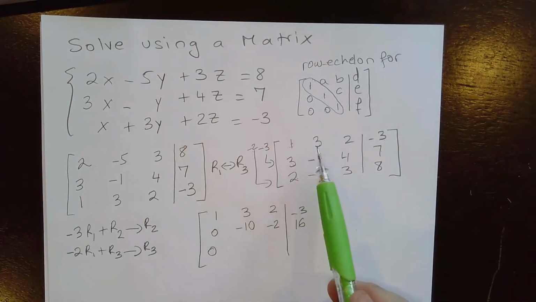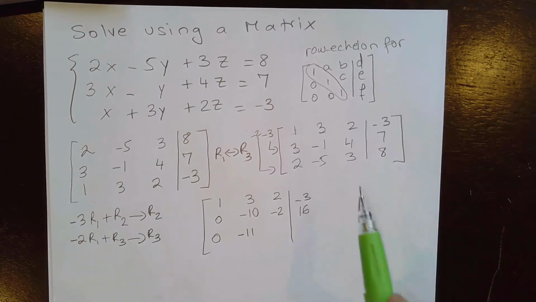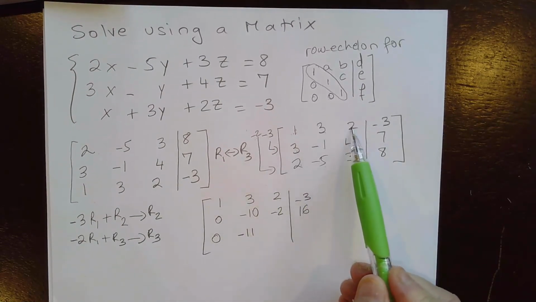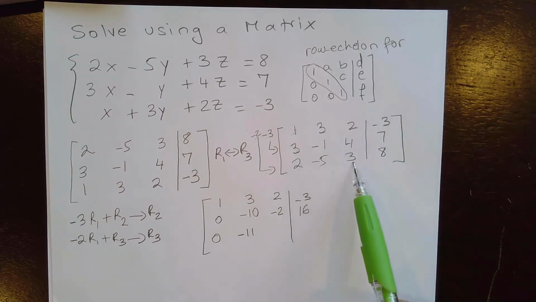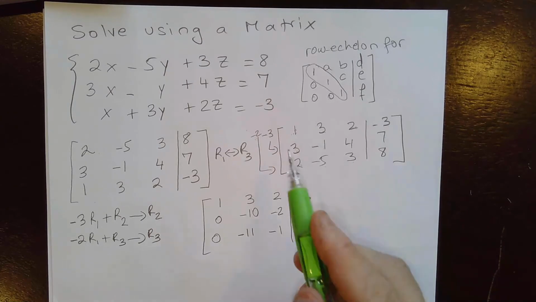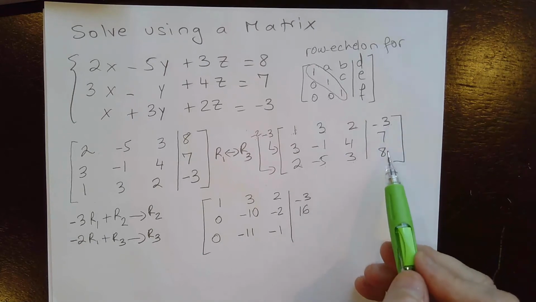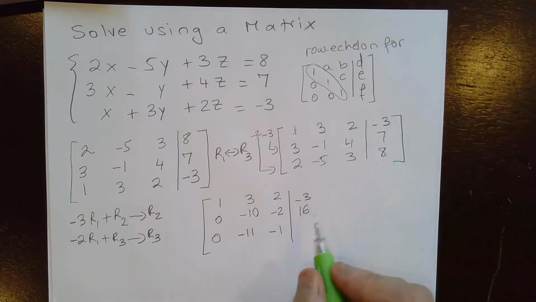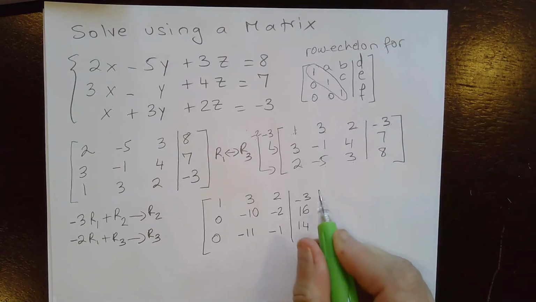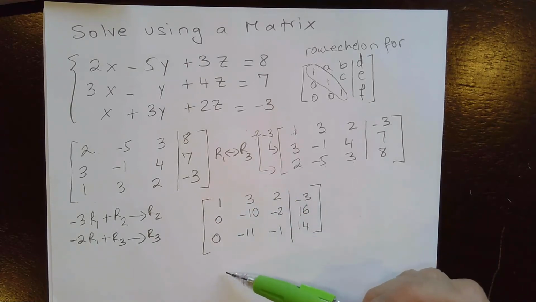Negative 2 times 3 is negative 6. Negative 6 minus 5 is negative 11. Put the result in row 3. Negative 2 times 2 is negative 4. Negative 4 plus 3 is negative 1. Negative 2 times negative 3 is positive 6. 6 plus 8 would be 14. So now the first column is taken care of.